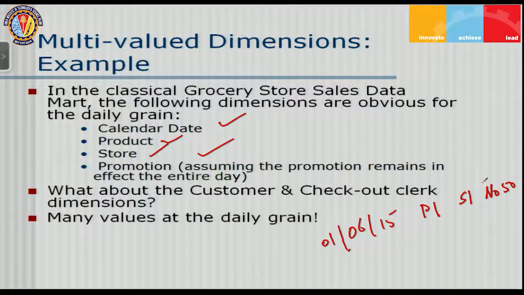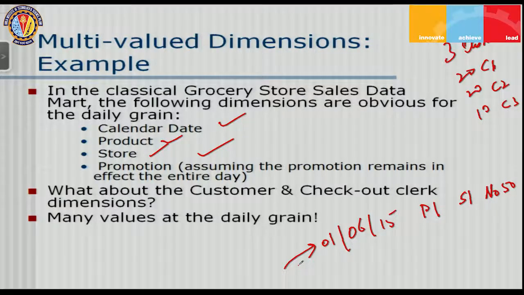So suppose there are 3 customers who bought this particular product P1 in some ratio. Suppose one bought 20, another also bought 20, and the third bought 10. And the customer numbers are like C1, C2, C3, right? So how can I associate multiple customers with this record? This is again the same kind of situation.